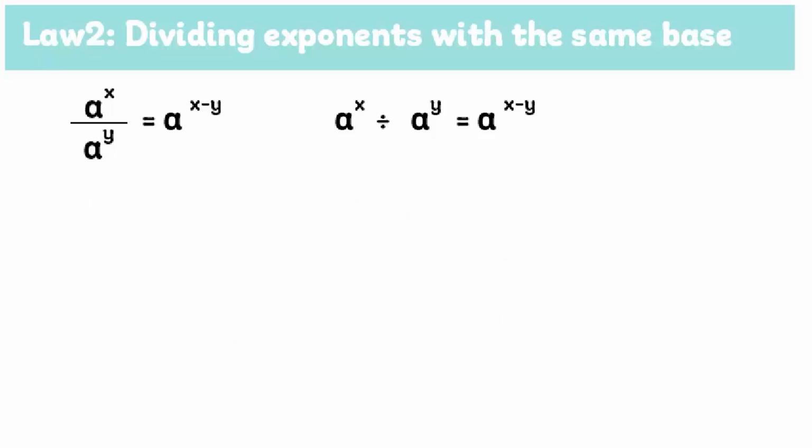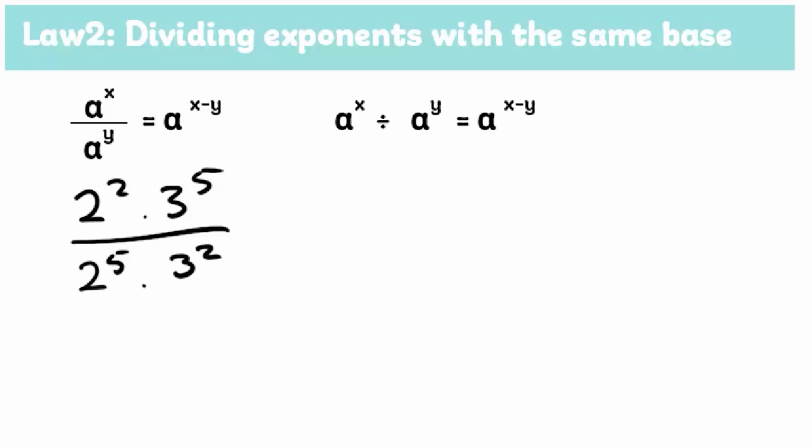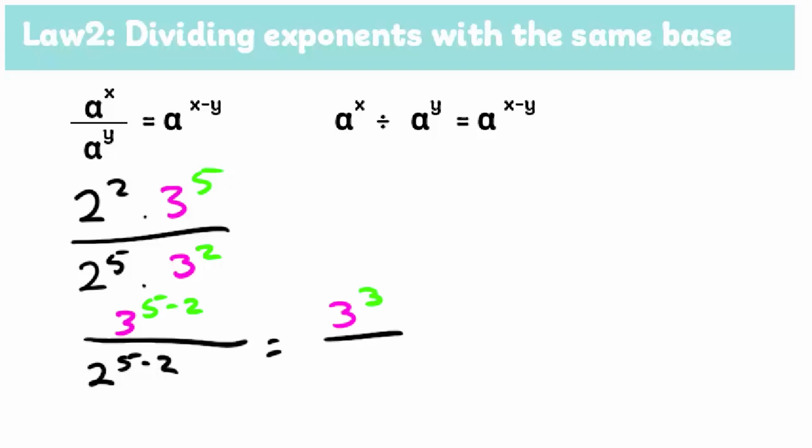Let's have a look if we start mixing up bases. The example would be something to the effect of 2 to the power of 2 times 3 to the power of 5. And then I'll just flip it: 2 to the power of 5 times 3 to the power of 2. If this is the line, which is bigger, the 5 or the 2? The 5 is, so we go 5 minus 2. We look at the base of 3, we see the 5 is bigger than the 2. And what that would equal is 3 to the power 3 over 2 to the power 3.